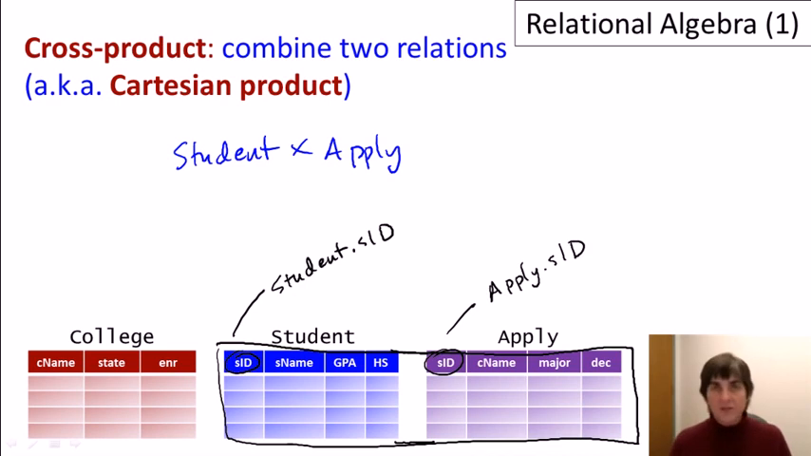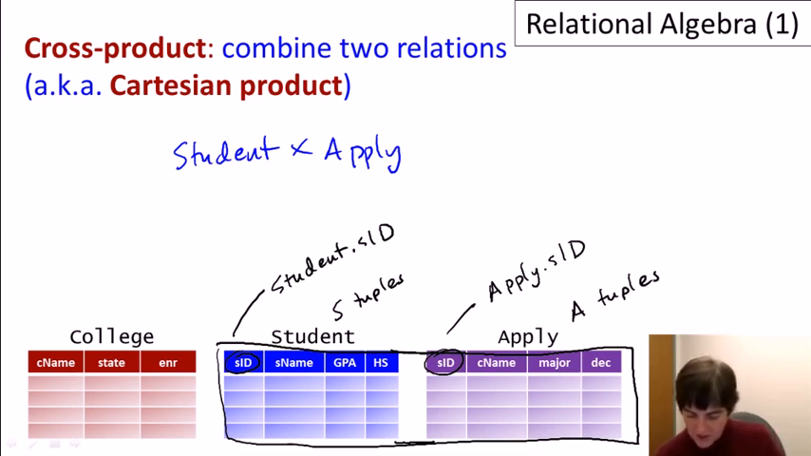So again, we glue together in the Cartesian product the two relations with 4 attributes each. We get a result with 8 attributes. Now let's talk about the contents of these. So let's suppose that the student relation had S tuples in it, while the apply had A tuples in it. The result of the Cartesian product is going to have S times A tuples. It's going to have 1 tuple for every combination of tuples from the student relation and the apply relation.